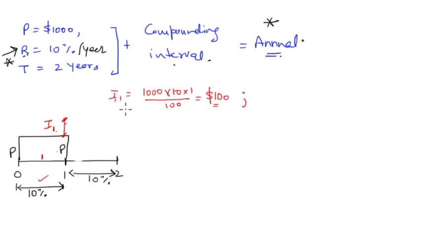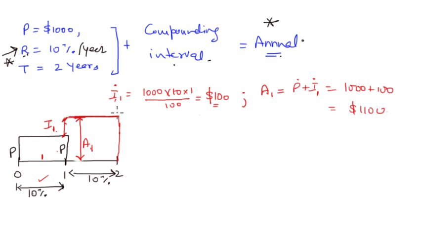We are not paying that much money yet. We have to pay all of the interest at the end of the second year, which is the loan duration, right? But what we do is we add that much interest back into the principal, okay? And that becomes 1000 plus 100, which is $1100.